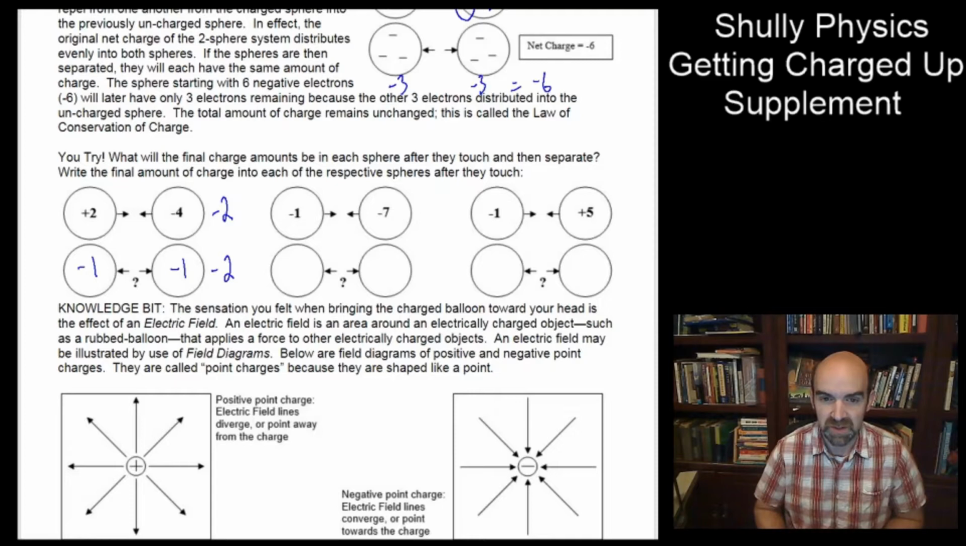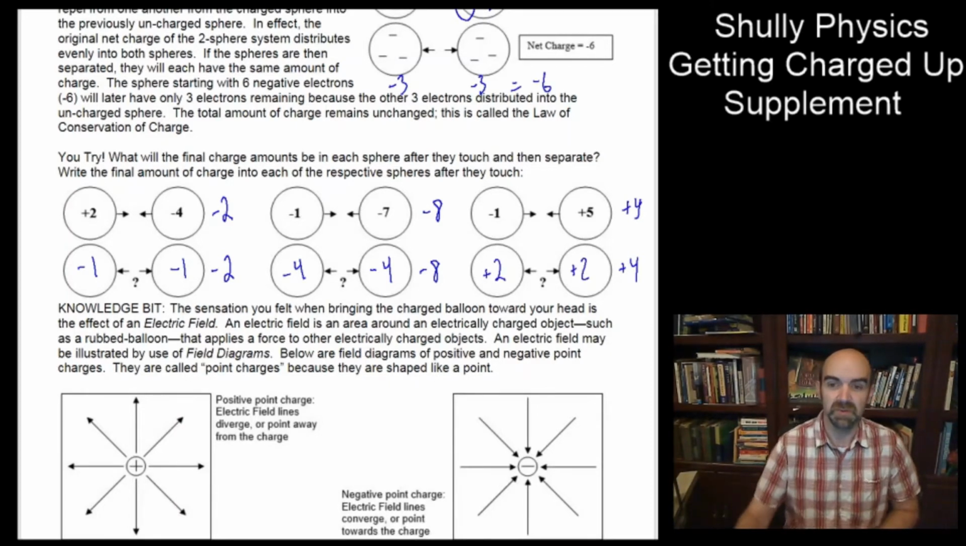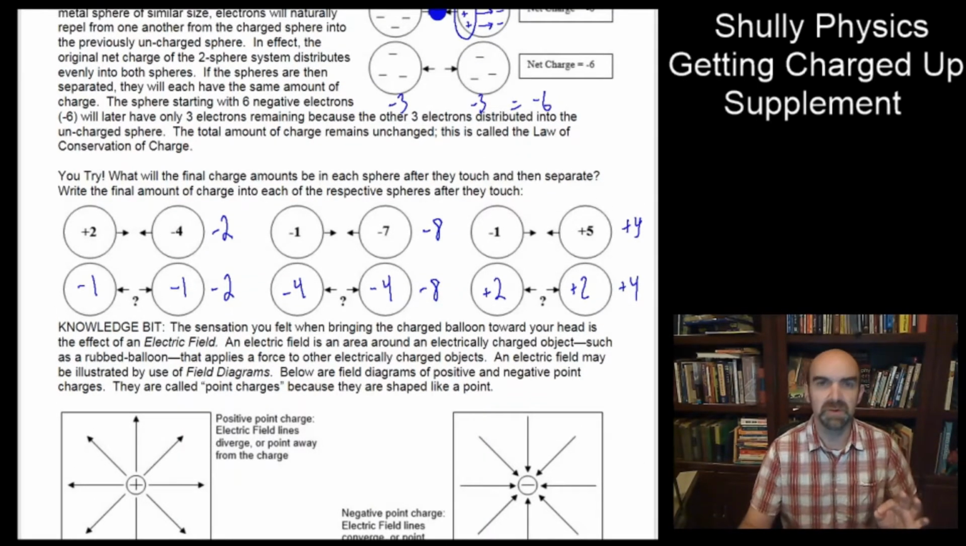So this next one, -1 and -7 gives us a total net charge of -8. That means afterwards it should still be -8, but redistributed evenly for -4 and -4. And the last one, there's a net charge of +4. -1 plus 5 is +4. So it should have a net charge of +4 after, and individually a +2 and a +2 would round that out.